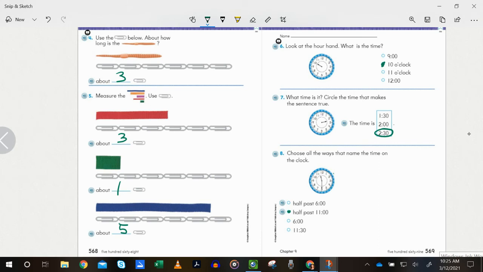The last one says half past 11. Remember, we already chose 11:30, and half of an hour is 30 minutes. So half past 11 is the same thing as 11:30. So that is your other correct answer.